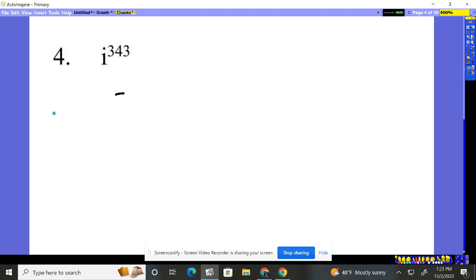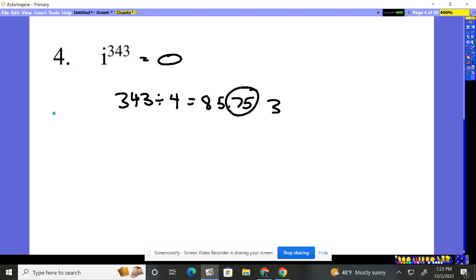Number 4, do 343 divided by 4. See how many times it goes in? It goes in 85.75. 0.75 means how many quarters is 75 cents? That's 3 quarters. That means we had a remainder of 3. When we did all this and we had set of 4, set of 4, set of 4, 85 sets of 4, we then had 3 i's left over. Well, 3 i's, as we know, represents a negative i is what we said it was worth.